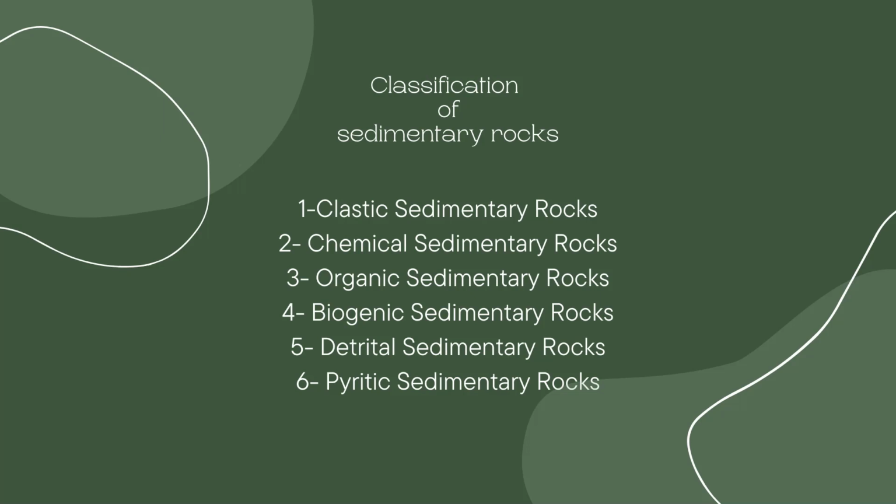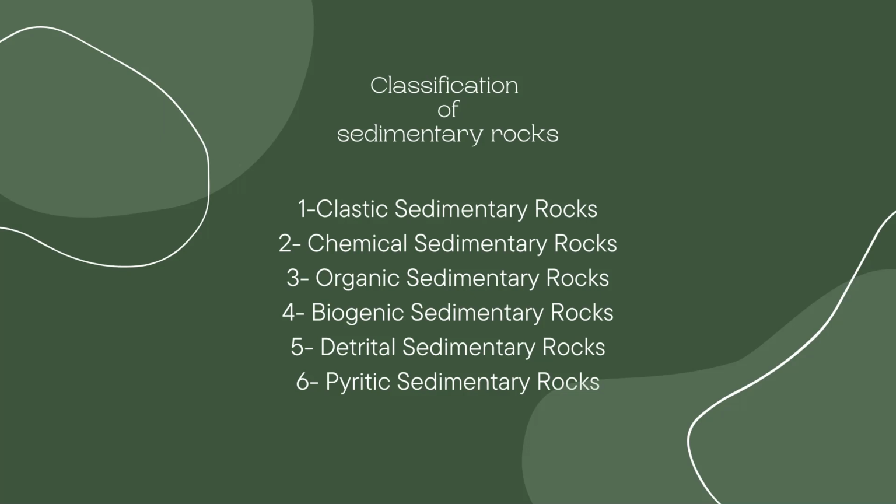Organic sedimentary rocks. These rocks form from the accumulation of plant and animal remains, such as coal and some limestones. Biogenic sedimentary rocks. These rocks are formed from the accumulation of shells and other hard parts of marine organisms, such as limestone and chalk. Detrital sedimentary rocks. These rocks are made up of fragments of rocks that have been transported and deposited by wind, water, or ice.